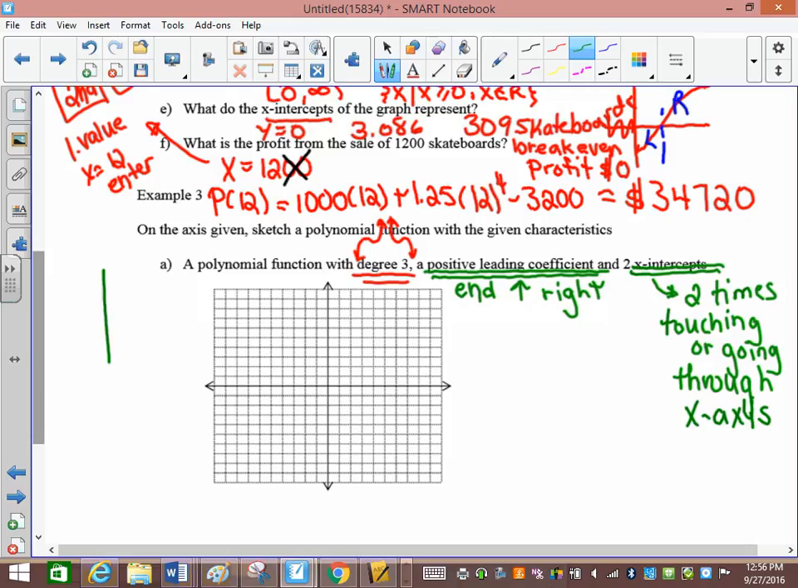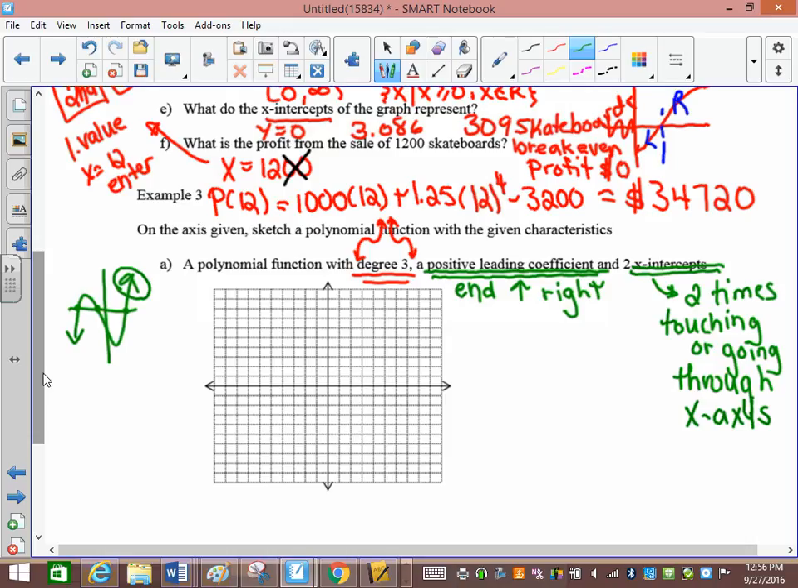If it has 3 x-intercepts, we would just go through it 3 times. Whenever it has a maximum, you just have to go through every single time you go up and down, right? This one only has 2. So how can I make it only have 2? I'm still ending up on the right on this one. It's a degree 3, but the only thing that this graph is not covering is 2 x-intercepts. This one actually has 3. What could I do to this graph to change it so that I have 2 x-intercepts?